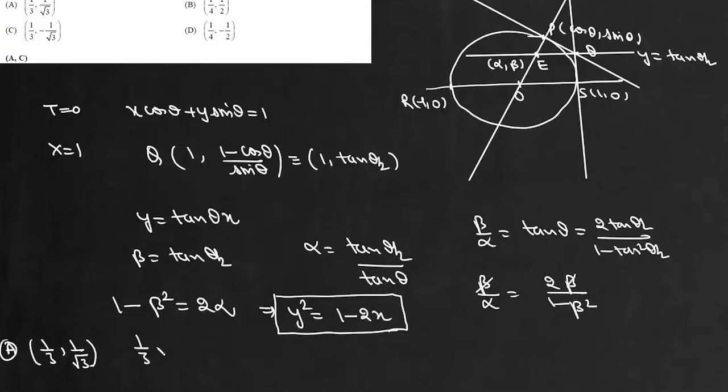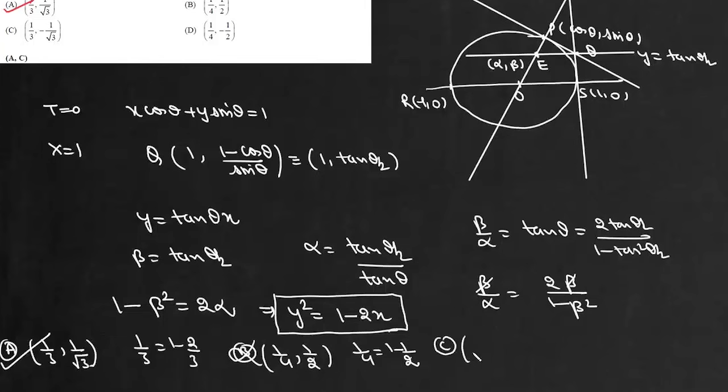It satisfies this equation, so this option A is correct. Now for this option B, we have 1 by 4 and 1 by 2. So this is 1 by 4 and this is 1 minus 1 by 2, not equal. So this option B is incorrect.